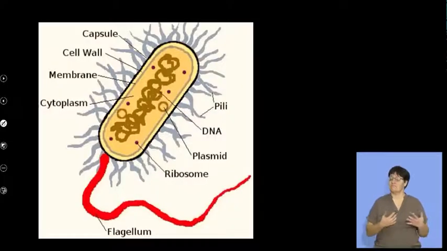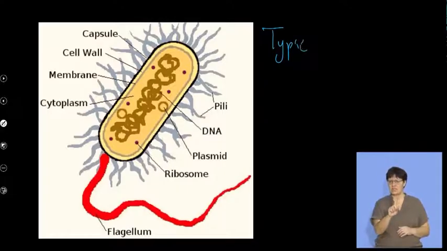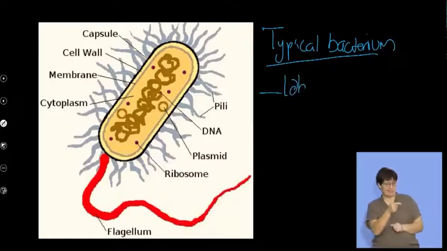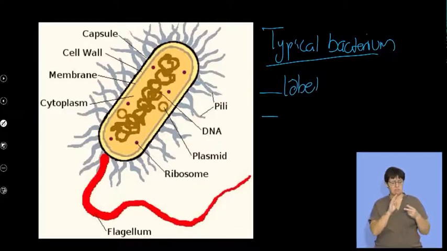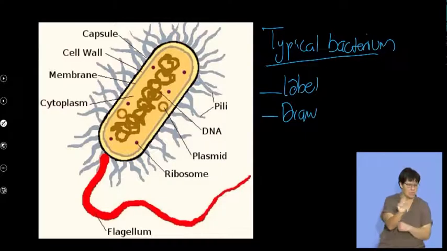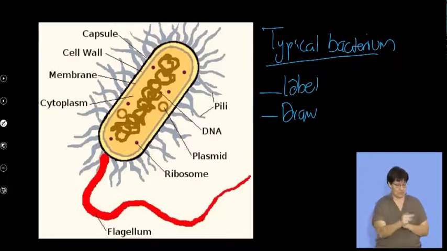Now, guys, if you have a look at this diagram, it's often called a typical bacterium, because that's what we use for a single cell, the bacterium. And you need to be able to label this structure. You need to be able to label it. Sometimes draw it, okay, not often, but you need to be able to recognize it. What are the structures and what are the characteristics of a bacteria cell?